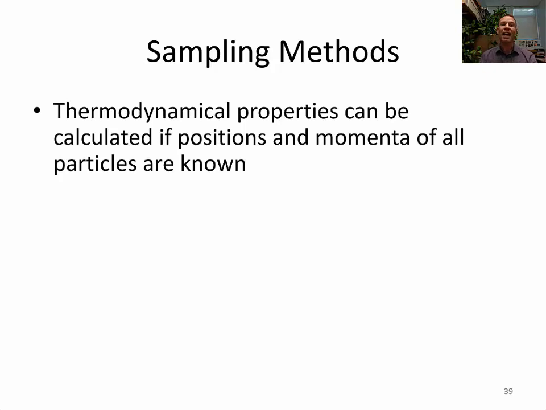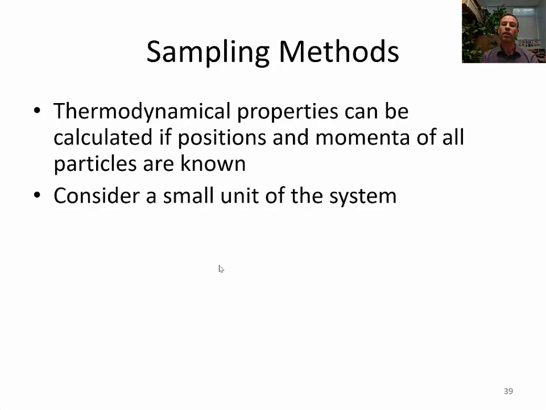So when you're looking at biological systems, there are 2 main sampling methods that are used. And whichever method you use, if you do it correctly, then you can actually calculate thermodynamic properties. So you can calculate, for example, free energies, or free energy differences rather. And you can calculate all sorts of thermodynamic properties. In practice, what you do is consider a small unit of your system. So you might want to consider just one protein as an approximation for lots of protein in solution.